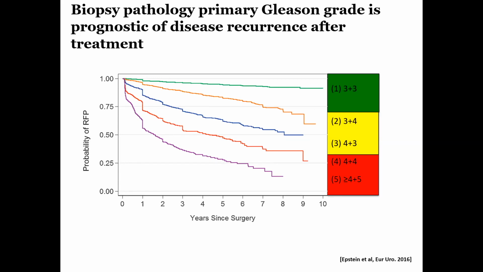What we can see is patients can be divided as grade group 1 or low-risk cancer, or high-risk cancer as grade group 4 or 5. Grade group 2 and 3 represent a heterogeneous group of patients and also represent intermediate risk disease. This is the focus of my talk today.